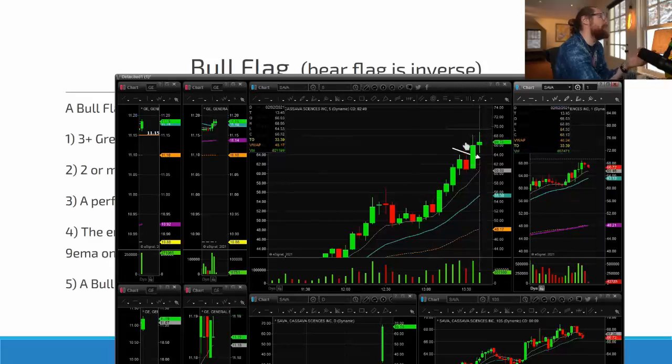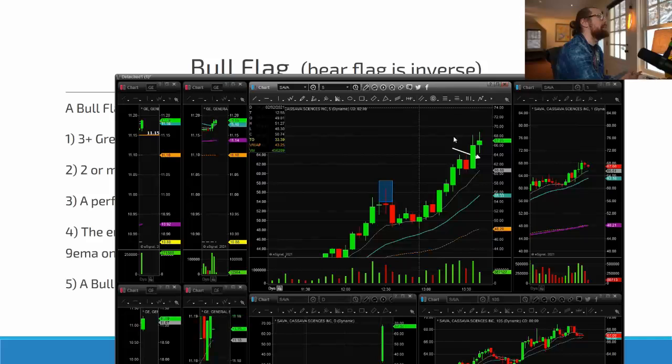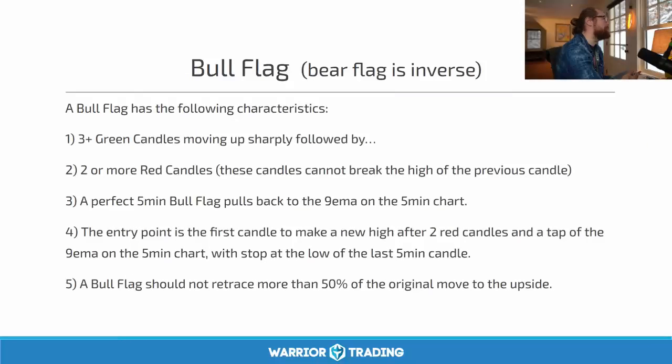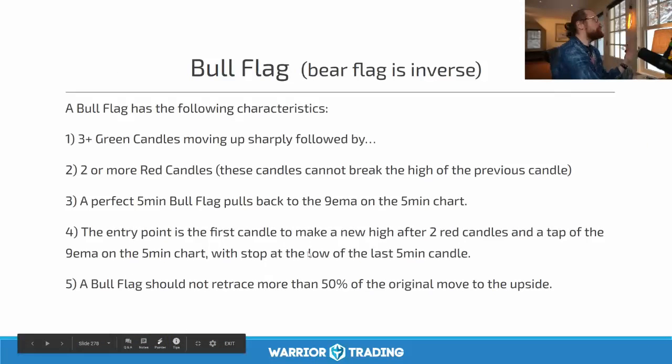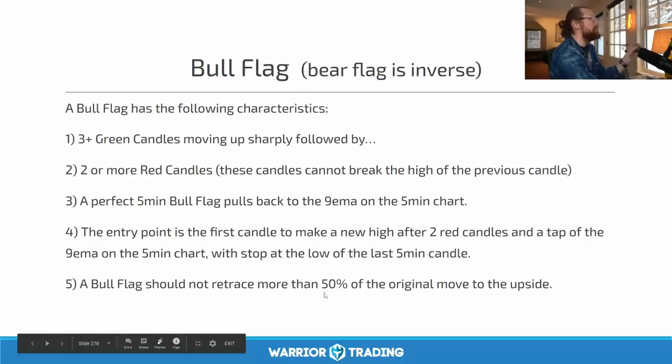And when you start getting these types of moves, this is where you start getting a topping tail like that just all of a sudden squeeze and then just has a hard, fast drop. And those are not fun to be holding during. So the entry point is the first candle to make a new high, usually after 2 red candles, a tap of the 9 EMA on the 5-minute chart with a stop at the low of the last 5-minute candle. And a bull flag should not retrace more than 50% of the initial move.